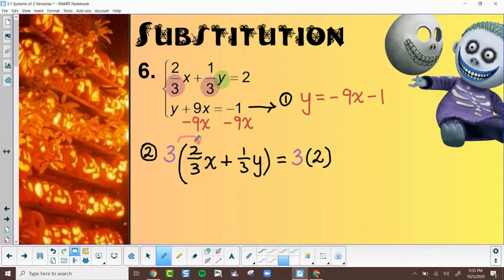So I'm going to multiply by 3. So those cancel out, giving me regular 2x. Same thing, I'm going to multiply in here. I'm going to cross off the 3's again. So I have positive y, and then I have equal to 6. Well, that's a whole lot friendlier.